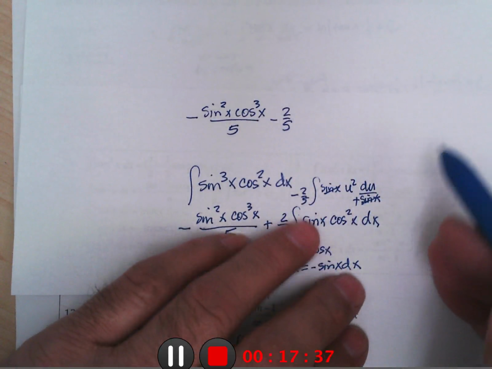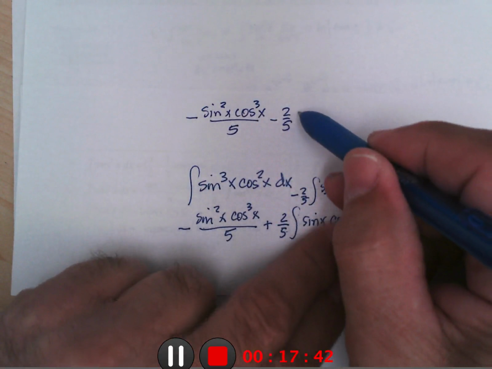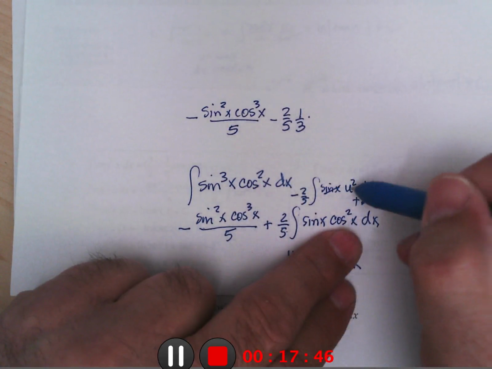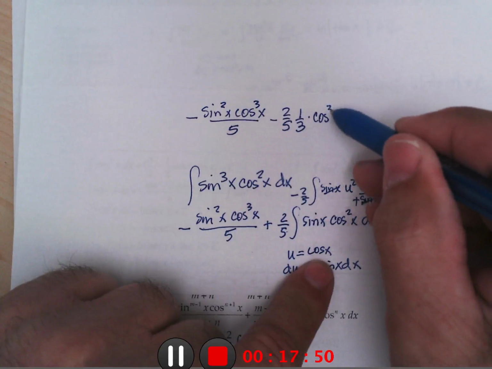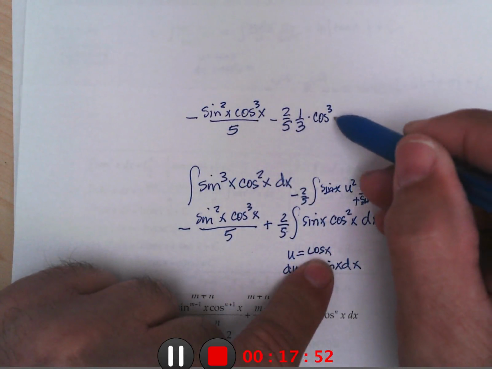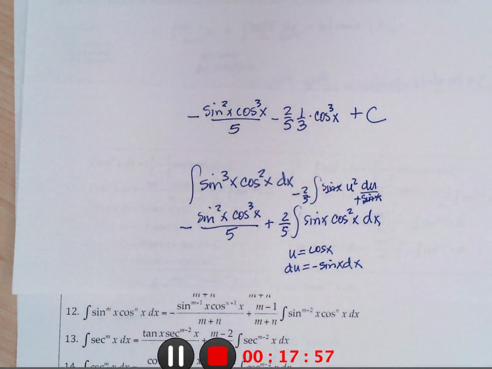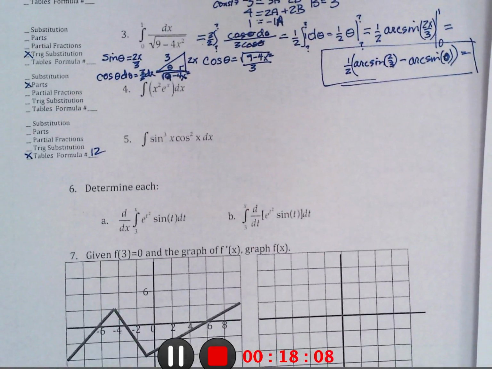This would be u to the third times 1/3, so that's 2/15. U to the third would be cosine to the third x plus c. So that's my answer for this one using tables. Now I have, going on, number 6.